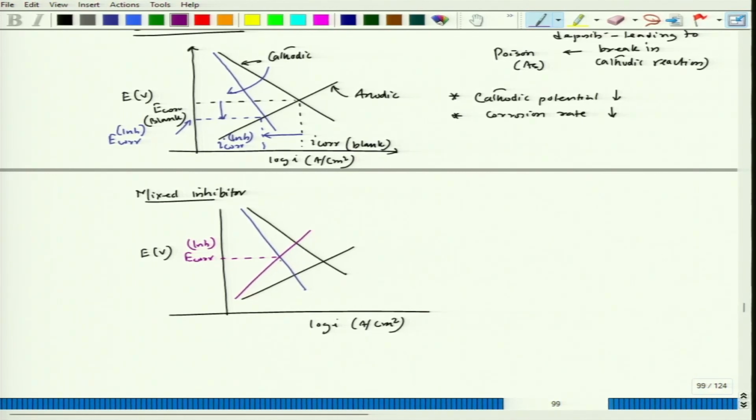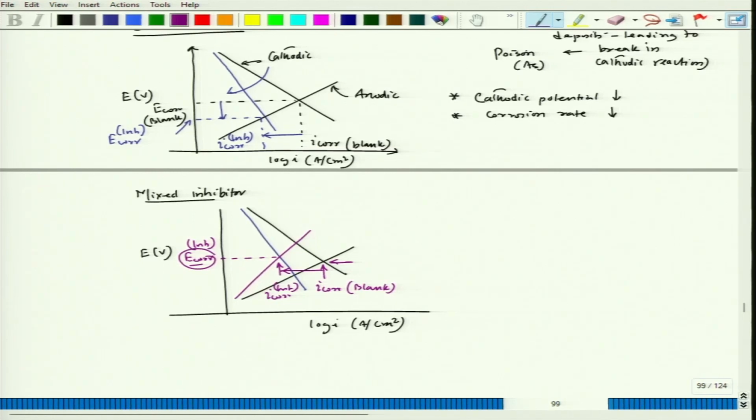Now, depending on the dose and the influence of that mixed inhibitor on the cathodic or anodic reactions or polarization, this potential can move up compared to this potential or can move down, that relative influence on the anodic and cathodic reactions. But actually you are saying this is my I core blank. Blank means where you do not have any inhibitor, and this is my I core inhibited. So, we could see that the corrosion rate reduces from this value to that value. So, this is also giving inhibition effect on the metal corrosion.